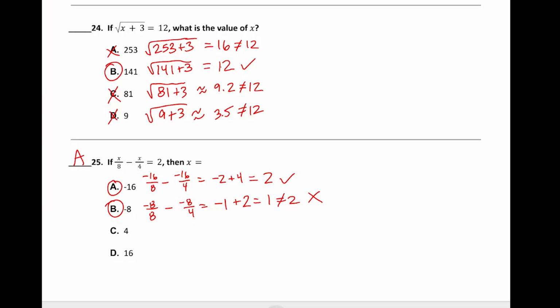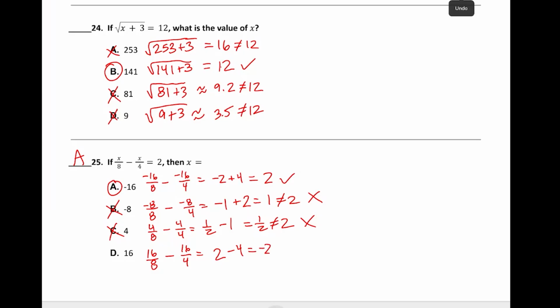For choice, I circled B. No, it can't be B. For choice C, we've got 4/8 minus 4/4. That is going to be a half minus 1. Clearly, that can't be right because that's just a half. That is not the same as 2, so it can't be C. And we could test 16, even though we're pretty sure that's not going to be right. 16 over 8 minus 16 over 4 is 2 minus 4, which is negative 2. So close, but still not 2. So it's not going to be that one either. So we can rest assured that the answer is A.